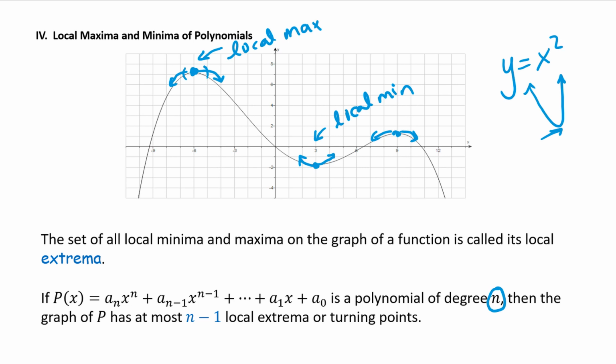Let's look at the graph that's presented. We have 1, 2, 3 turning points, and with 3 turning points we get to conclude that the least possible degree of this polynomial graph is 4.